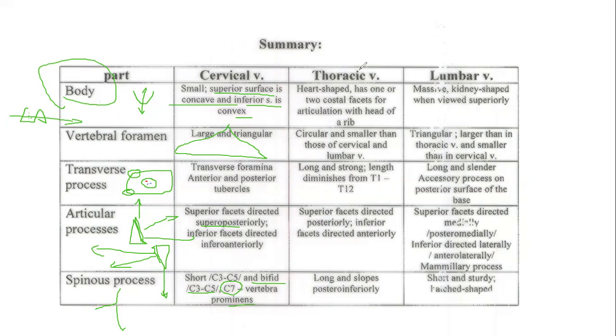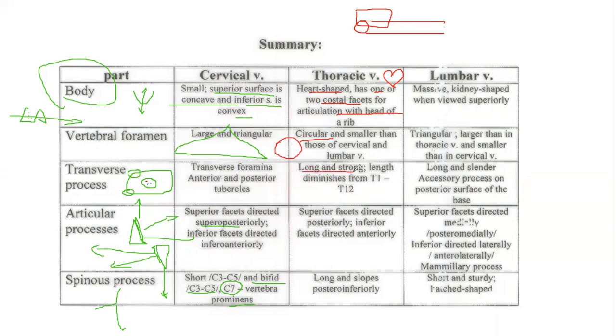In thoracic vertebrae, the body is heart-shaped, with 1 or 2 costal facets for articulation with the head of the rib. So if we've got the body, usually here, you've got the beginning, the attachment of the rib, okay? Vertebral foramen, circular and smaller.